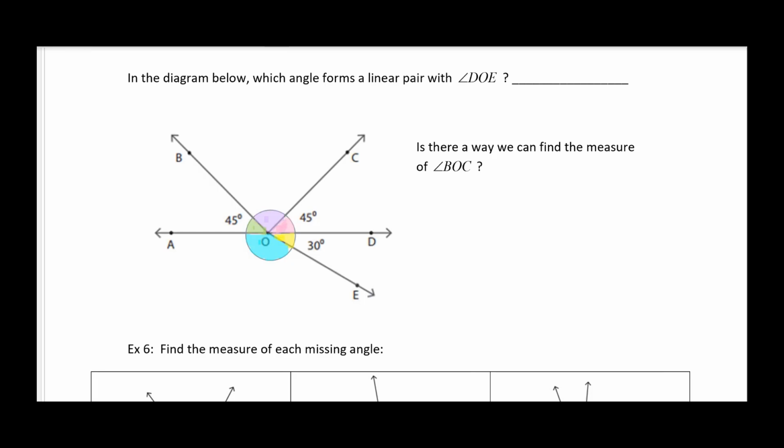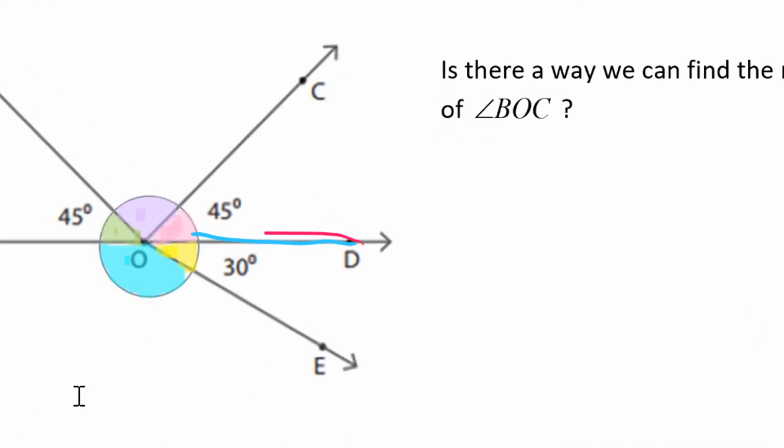So when we take a look at this, for this example, in the diagram below, which angle forms a linear pair with angle DOE? So where is DOE? D's right here, O is the vertex there, and then E comes out here. So that's the angle I'm talking about. What angle makes a linear pair with that?